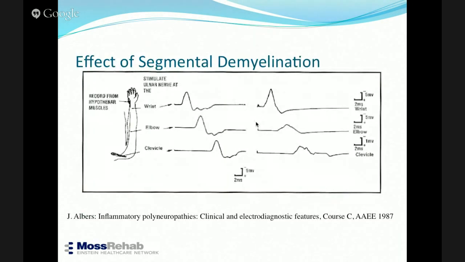So here is a recording. The first set of recordings here are of a normal nerve, okay? All of the amplitudes were recorded at 5 millivolts per division and 2 milliseconds in the time base. So all of them look exactly the same and the amplitudes are very similar. But look at the other side.